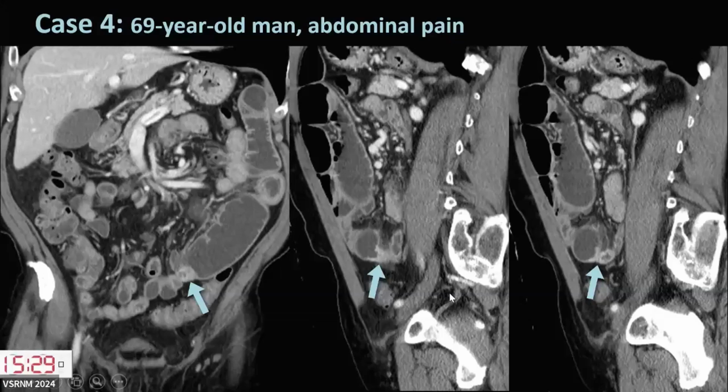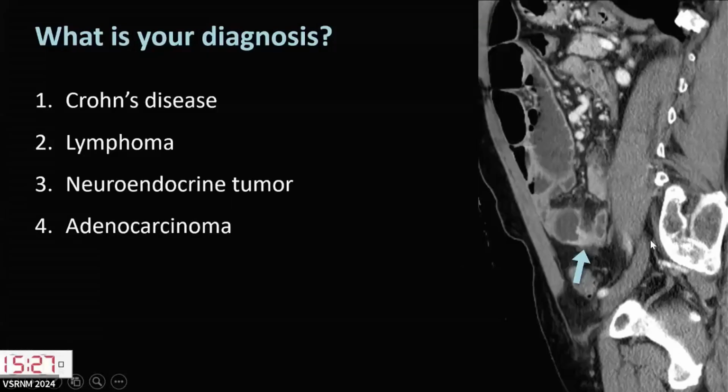So what is your diagnosis in this obstructive region? So who will vote for 1, Crohn's disease, or 2, lymphoma, or 3, neuroendocrine tumor, or 4, adenocarcinoma? Okay, so this one is adenocarcinoma. The patient has received surgery and the diagnosis was confirmed.